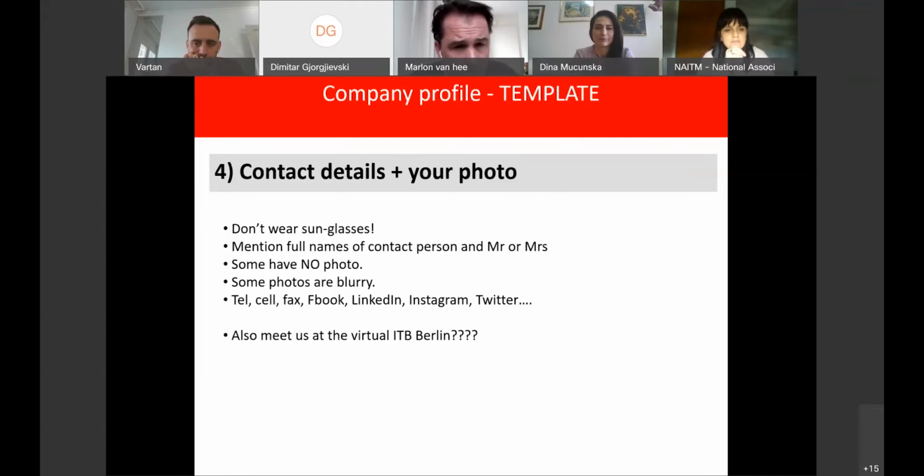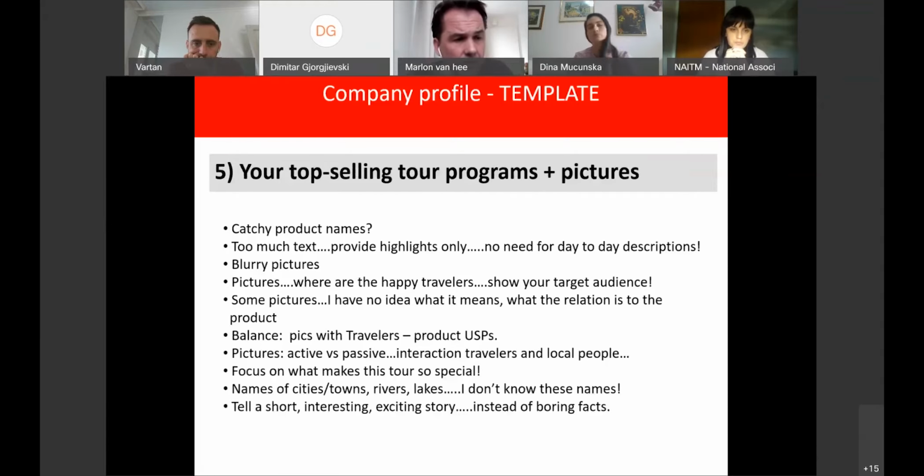can mention it there. What you can do as an extra piece of advice, if you're joining the ITB Virtual Berlin that will take place in March, then you can also mention that and maybe add a link so people can reach out to you or whatever. It's smart to do. Then the section tour programs and the pictures that belong to the tour programs.